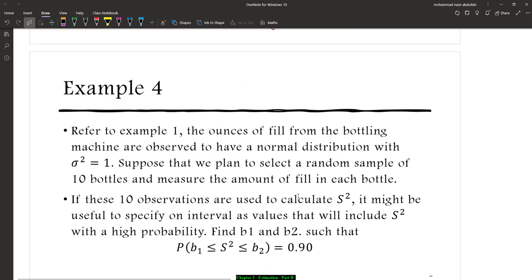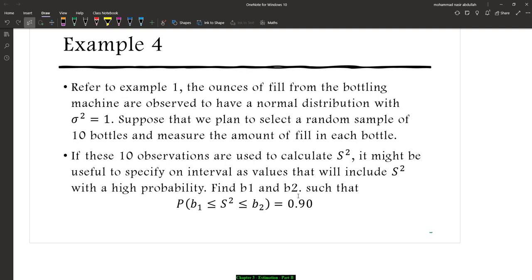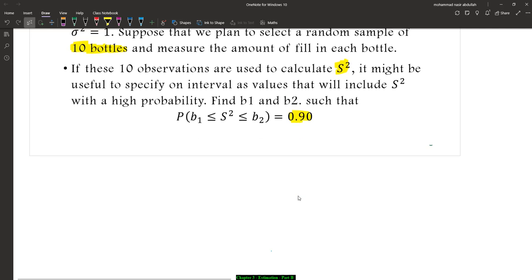So let's look at example number 4. It says refer to example number 1. Example number 1 was a bottling machine where we have sigma equal to 1, or sigma squared equal to 1, and n equal to 9. Remember example number 1. Suppose that we plan to select a random sample of 10 bottles, this is a new n, and measure the amount of fill for each bottle. If these 10 observations are used to calculate the sample variance, it might be useful to specify an interval that will include the sample variance with a high probability, 0.90. So we want to find b1 and b2.